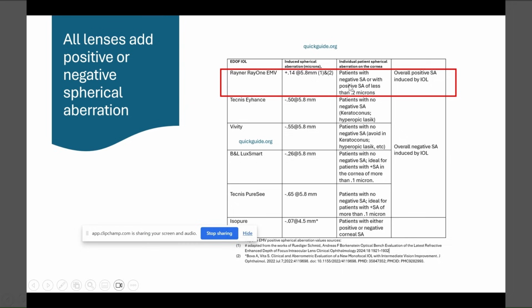So other than the Rayner RayOne EMV, most of these lenses are producing negative spherical aberration. For example, with the Tecnis Eyhance, we know in the central 1 millimeter they have a higher power. So that leads to a higher negative spherical aberration. And I have listed out in that article which patients may find beneficial, and which patients may not find beneficial, with each of these lenses.